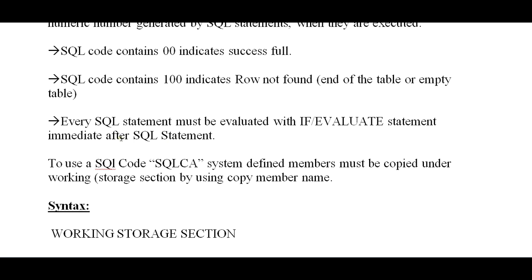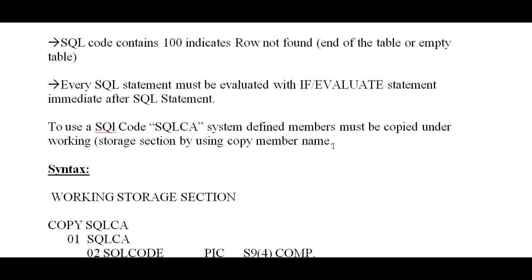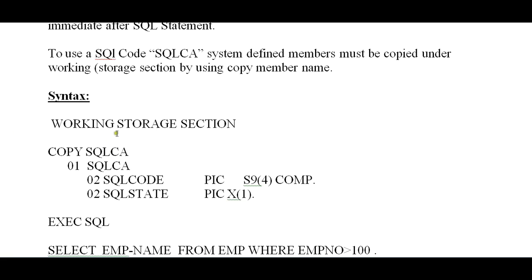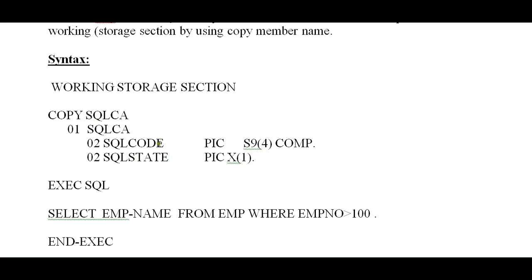The important point here is that every SQL statement must be evaluated with an IF or EVALUATE statement immediately after your SQL statement. To use SQLCODE, we have a system-defined member SQLCA that needs to be copied under the working storage section. Let's see the syntax. In working storage section, you just have to say COPY SQLCA and define the variables. These are extracted from this copybook: SQLCODE with PIC S9(4) COMP and SQLSTATE with PIC X(n).